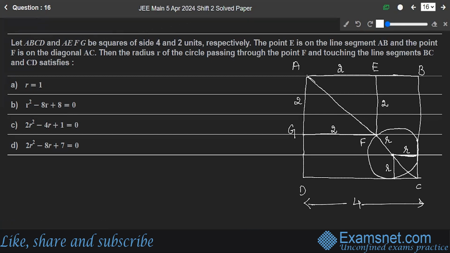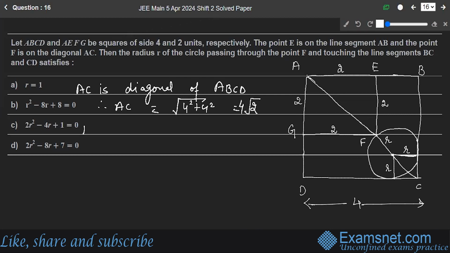All right. So here is your square ABCD. First thing, AC is the diagonal of ABCD. Therefore, AC will be given by root of 4 square plus 4 square, which is equal to 4 root 2. Similarly, AF is the diagonal of AEFG. So AF will be given by root of this, which is equal to 2 root 2.